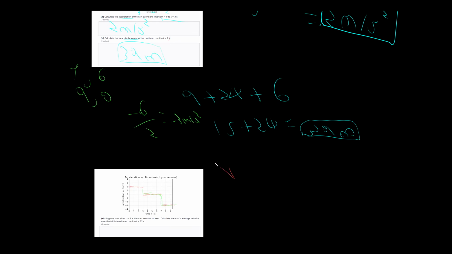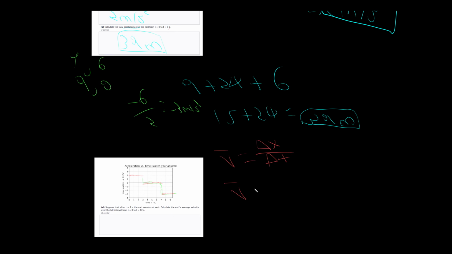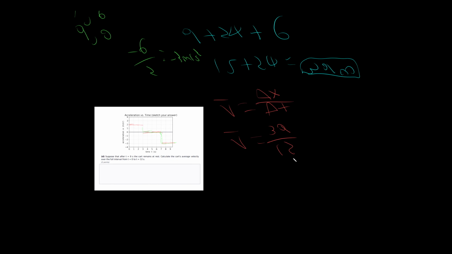So we know that average velocity is the displacement over change in time, and we already know our displacement is 39. 12 minus 0, that's just 12. 39 divided by 12. I'll divide both by 3 to make it simpler. So we get 13 over 4. That'd be 3 and 1/4, so 3.25 meters per second, because it's velocity.